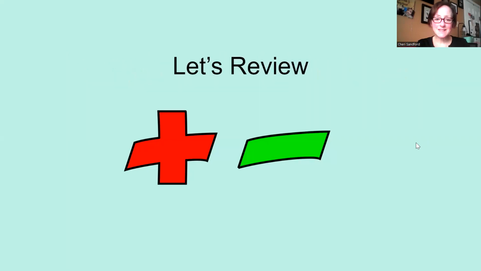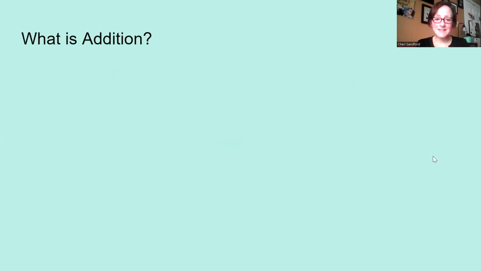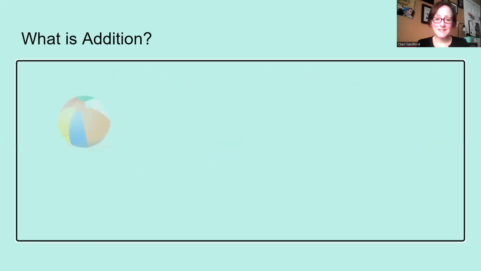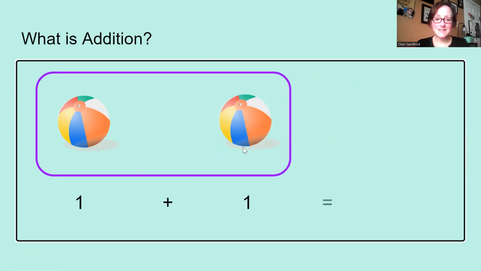Before we start into our problems, we need to review what we already know about addition and subtraction. What is addition? It means putting things together, guys. So if I have one beach ball and I decide to get another beach ball, if I put them together, how many beach balls do I have? 1, 2. I use my plus sign to show that I'm adding. So 1 plus 1 equals 2.